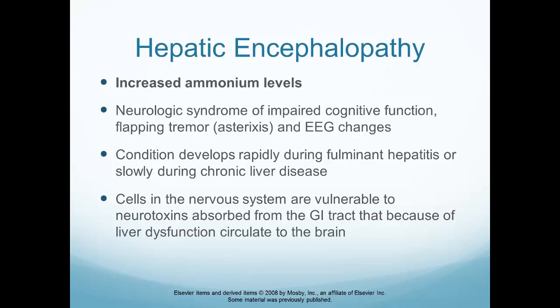Although ammonia can have effects on many parts of the body, the part we're going to see it the most dramatically is going to be on the central nervous system, where the patient's going to have changes in their central nervous system function. These are primarily due to the development of cerebral edema as a result of having these increased ammonia levels.